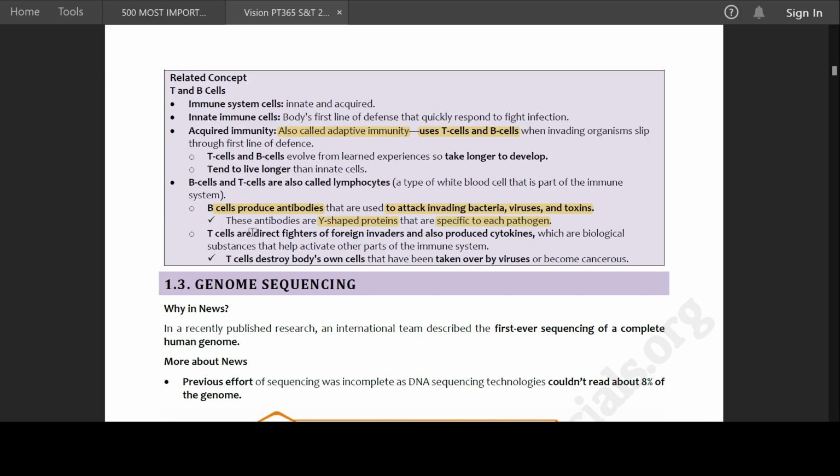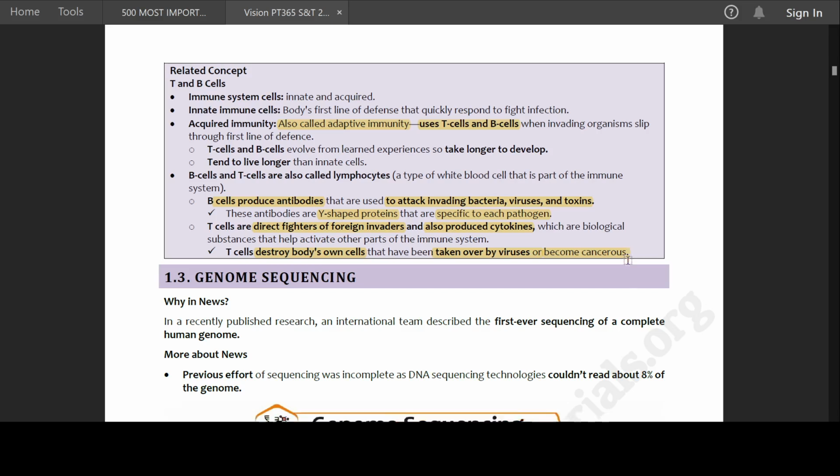T cells are direct fighters of foreign invaders and also produce cytokines, which are biological substances that help activate other parts of the immune system. T cells also destroy the body's own cells that have been taken over by viruses or become cancerous. Okay. T cell, B cell questions are directly expected in prelims.